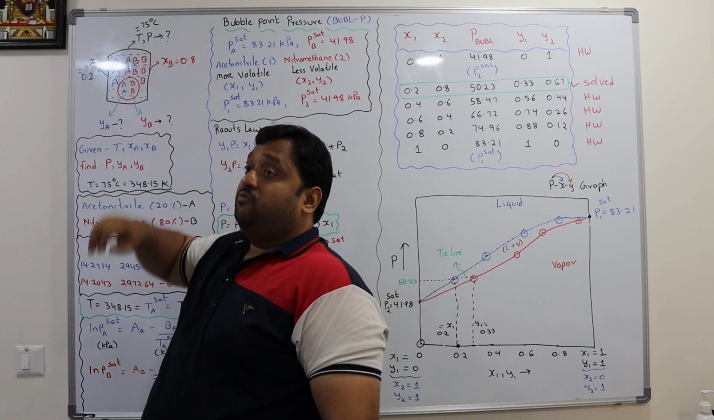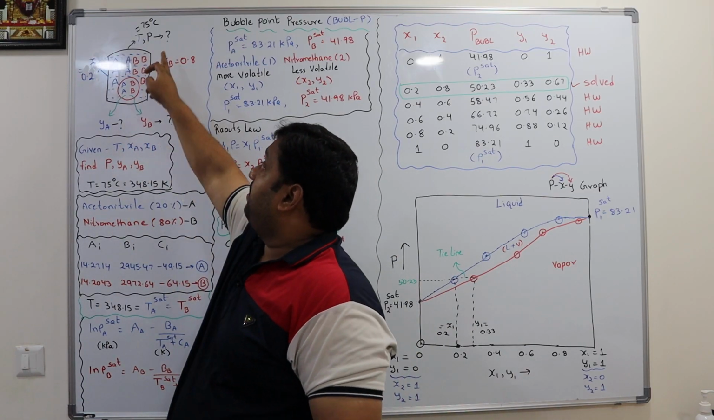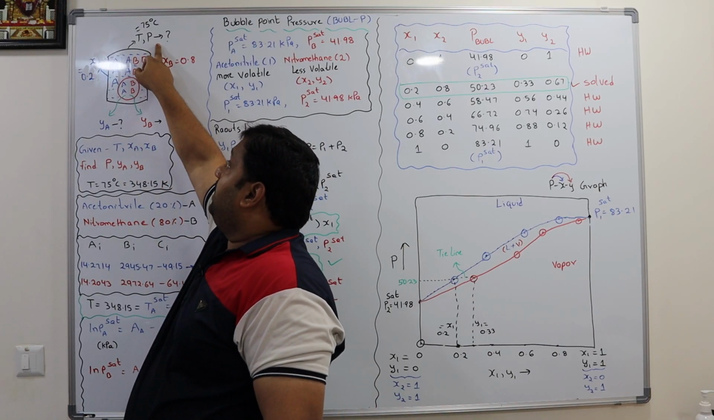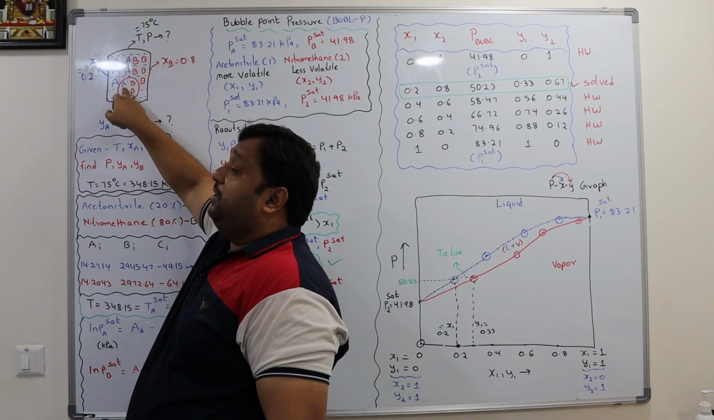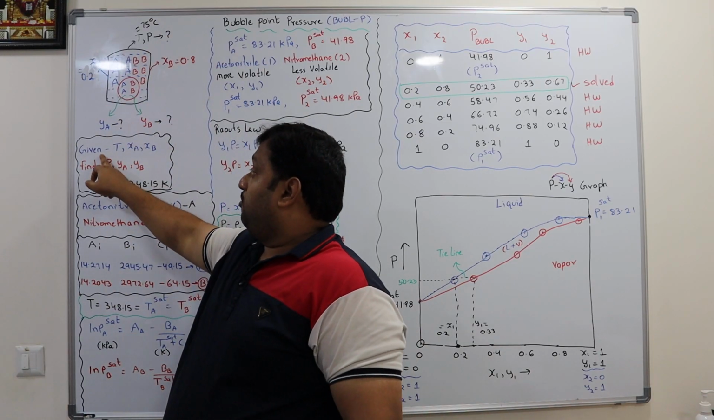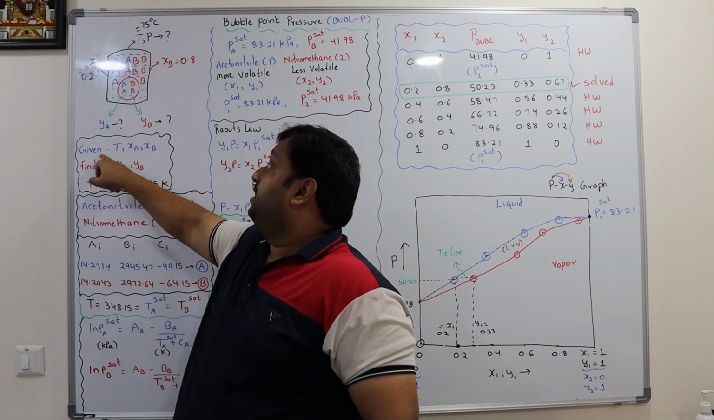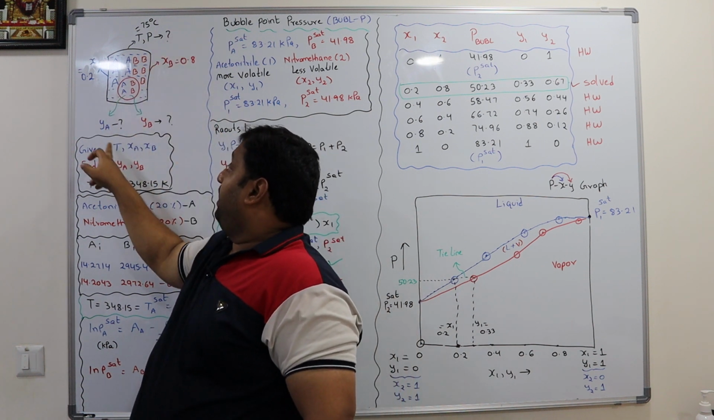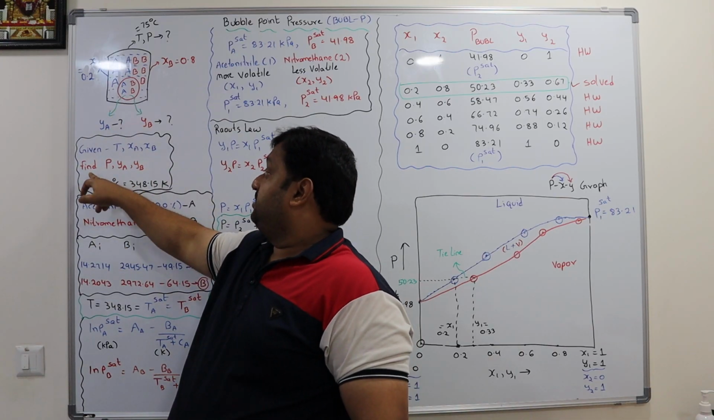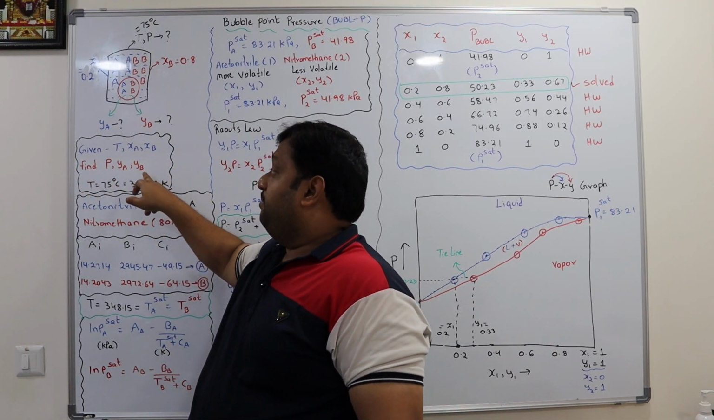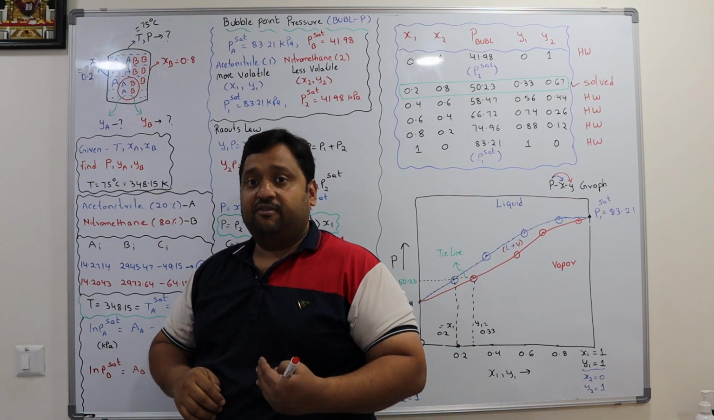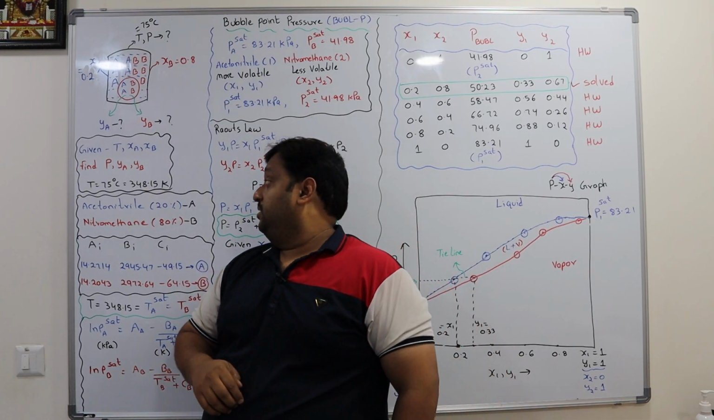So let us see what happens. Let us find P, YA and YB. P is the pressure at which the bubble is going to form; that is called the bubble point pressure. The temperature will be given, XA and XB will be given, and the second step is to find P, YA, YB. These are the calculations we are supposed to do while finding the bubble point.